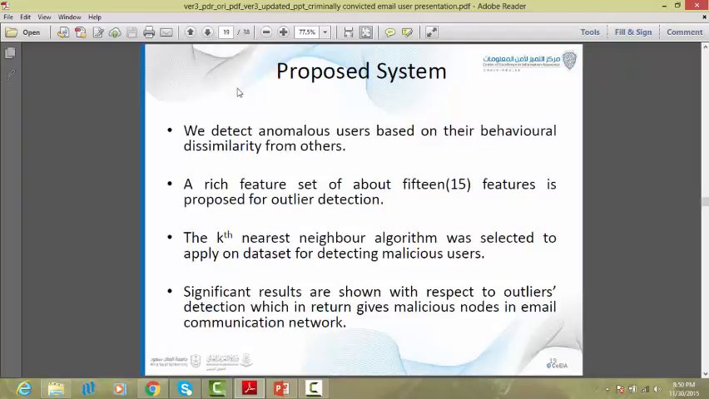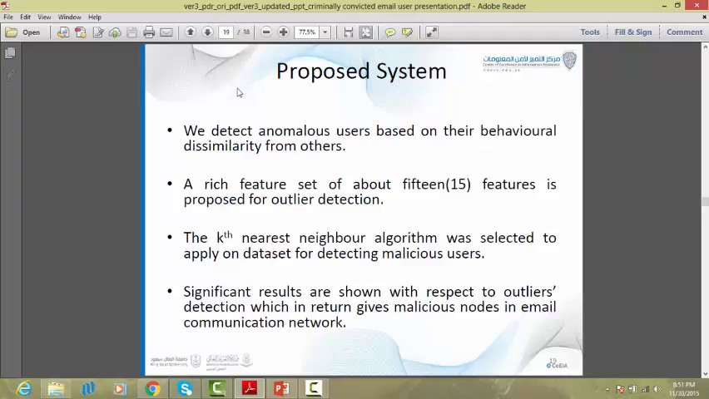What we are doing in the proposed system is detecting anomalous users based on their behavior dissimilarity from others. A rich feature set of 15 features is proposed for our outlier detection. We are detecting outliers here, and there we are using 15 features for that. We will describe all those 15 features later during this presentation.